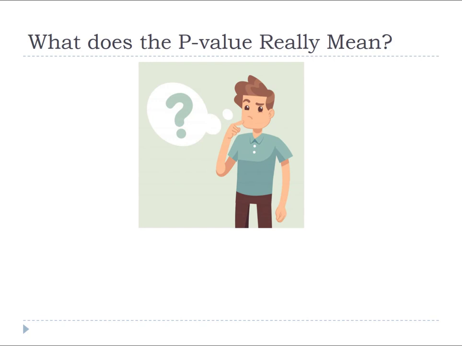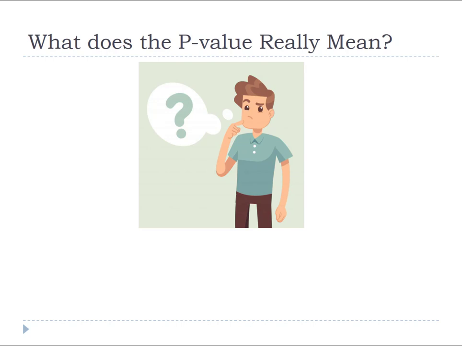P-values are a convenient and much used way for making statistical decisions. Our entire analysis can be boiled down to one value, and if that value is less than 0.05, then we can say we have found statistical evidence in favor of our alternative hypothesis. Our results are considered to be statistically significant.